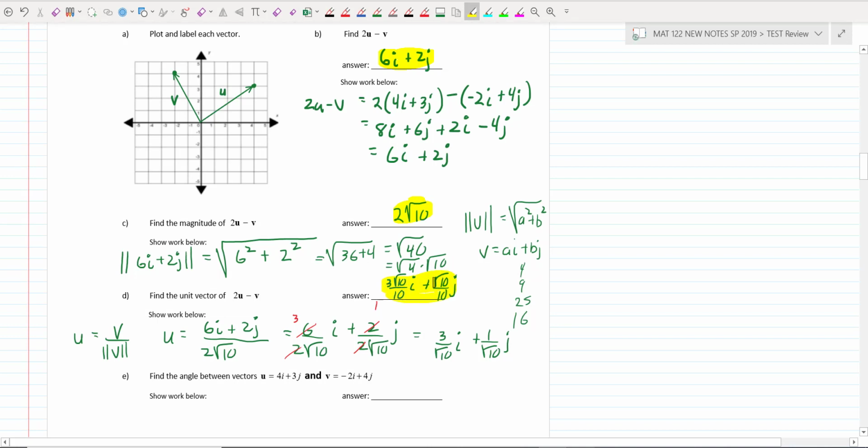So you just take the vector and divide it by its magnitude. You want to know how to do those two things. If you know the formula and the methodology, there's really nothing to it.